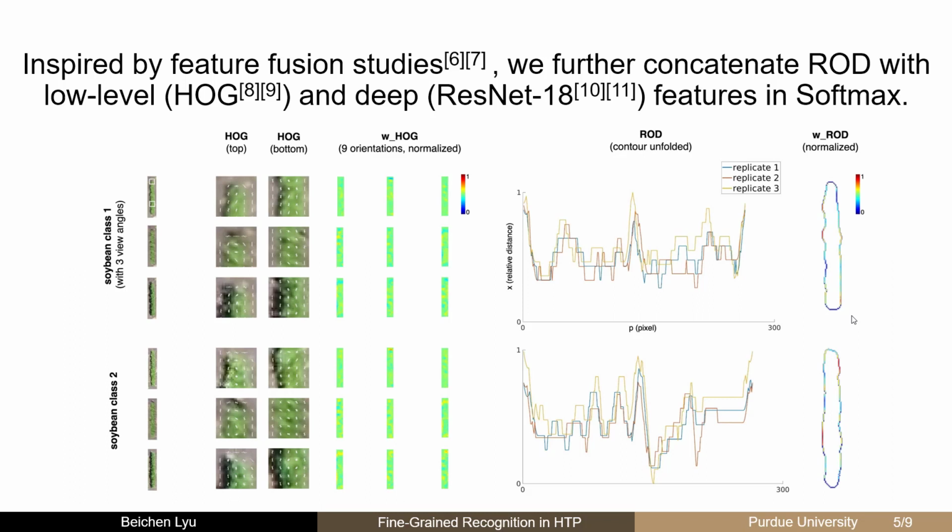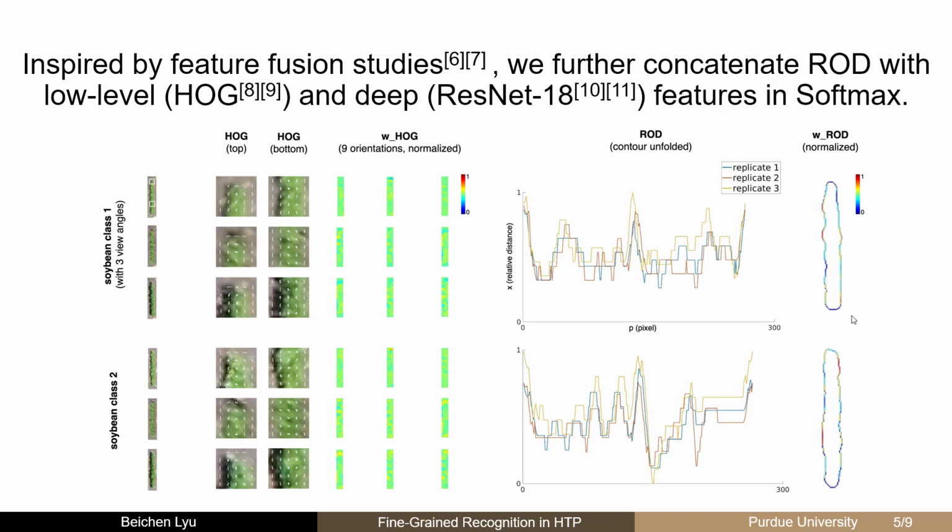Here's a sample figure to show the effectiveness of fusing ROD and HOG to classify two soybean classes with images and different view angles. If you look at the HOG features, you can see that most of its discriminative features are along the contours, or the top and bottom parts with red and blue colors in the filter heat map.